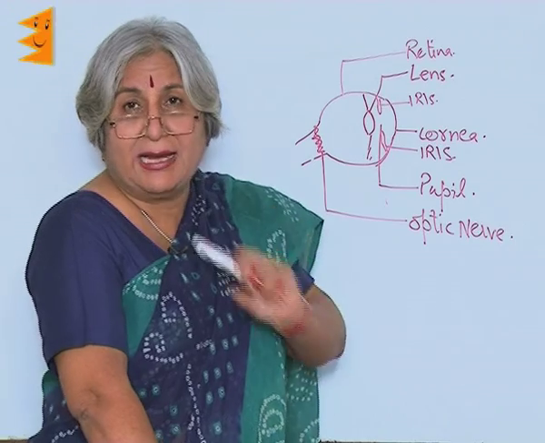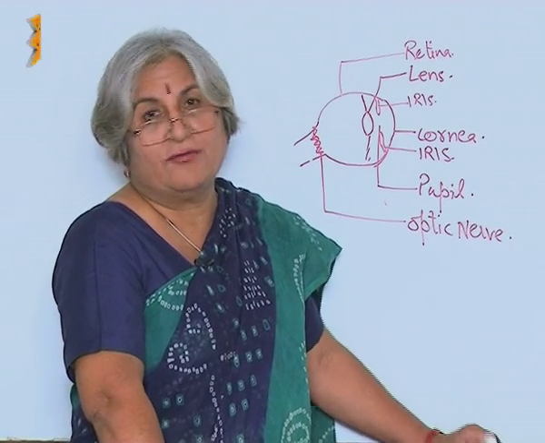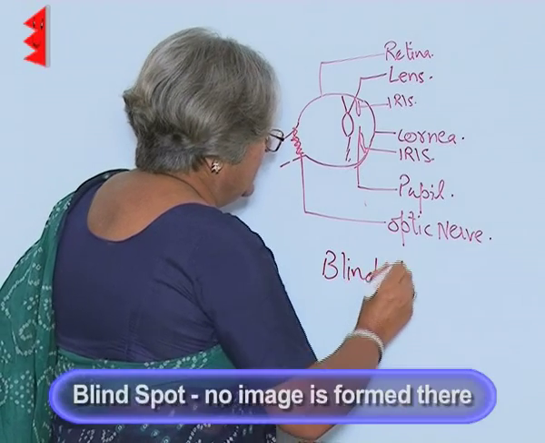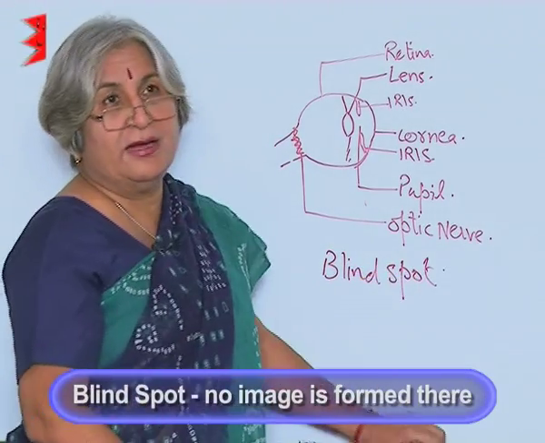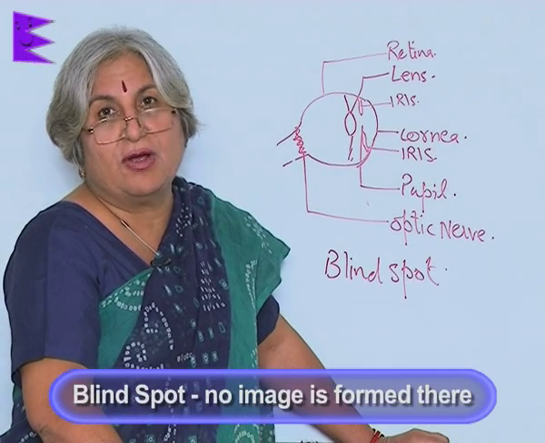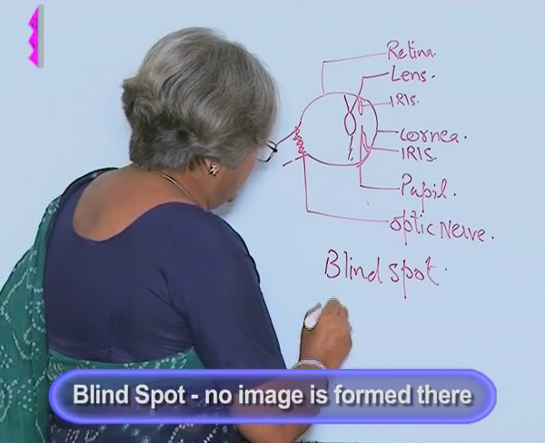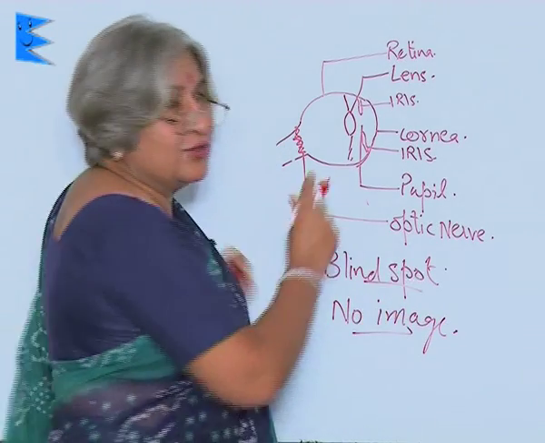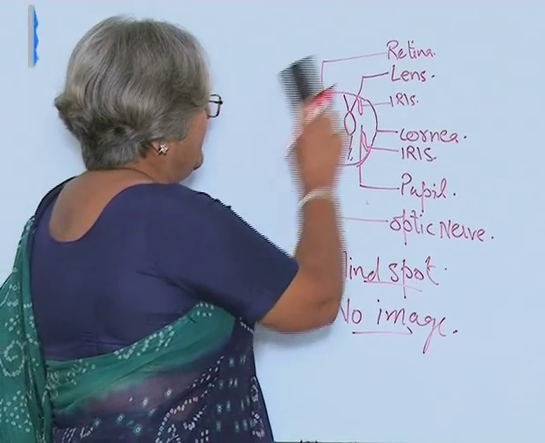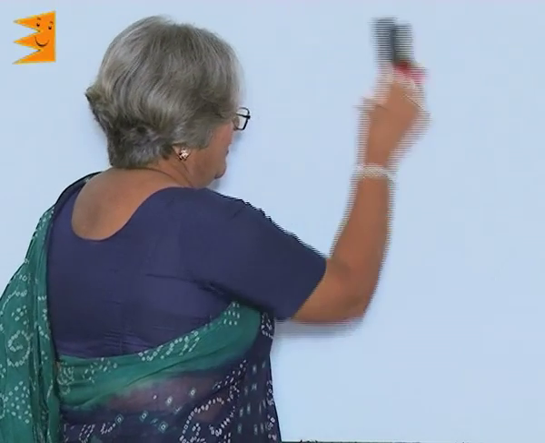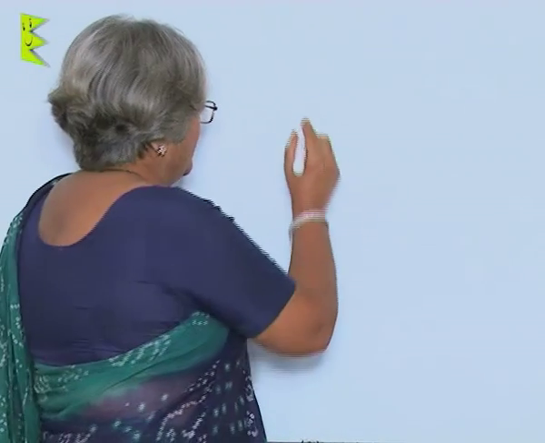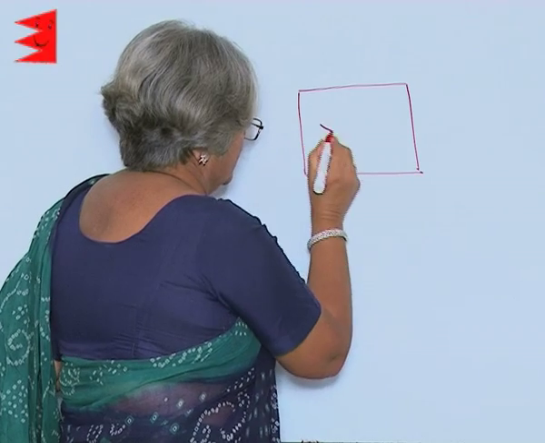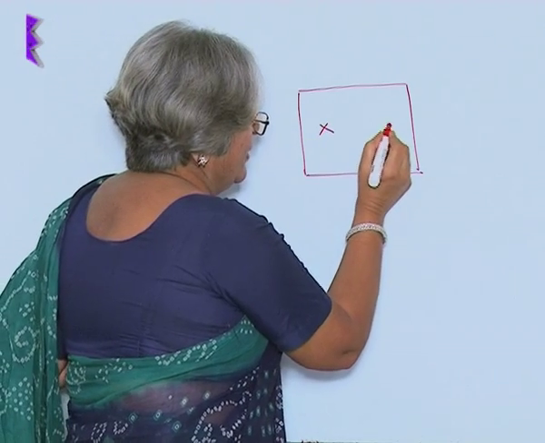But you know, there is one area where the image is not formed, and that is called blind spot. The junction where the optic nerve and the retina meet, that point is called blind spot, because there is no image formed there. For this also you can make a game, very interesting game. You can take a cardboard on which you can put a cross, and on its right side you can put a dot.